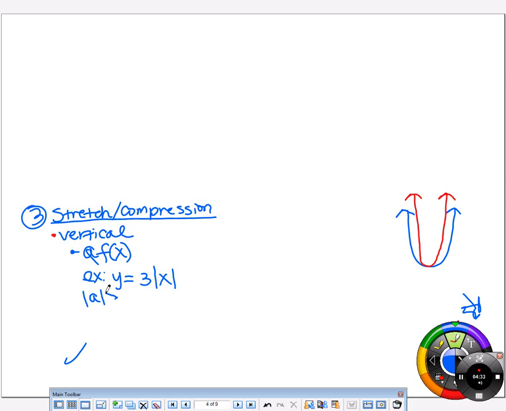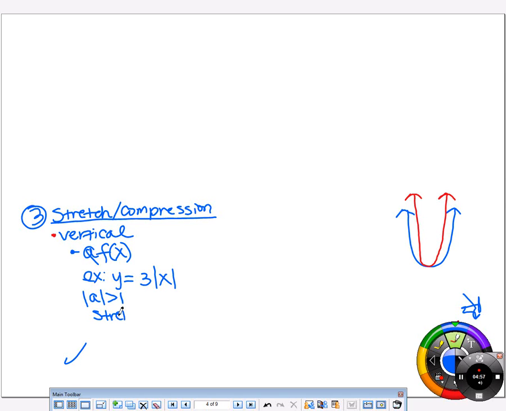If you look at the value of A, notice I put absolute value bars around the A. That just means I don't care about the positive or negative part of it. I just want to look at the number part of it. If the number is bigger than 1, like the one you saw in absolute value, it took your absolute value graph and made it more narrow. Vertically, that's stretching it.